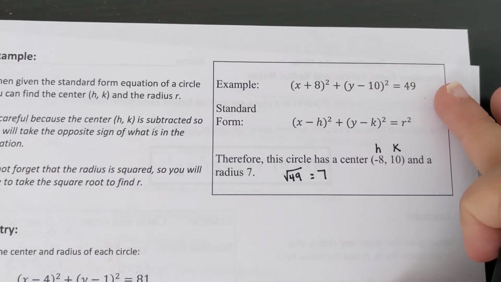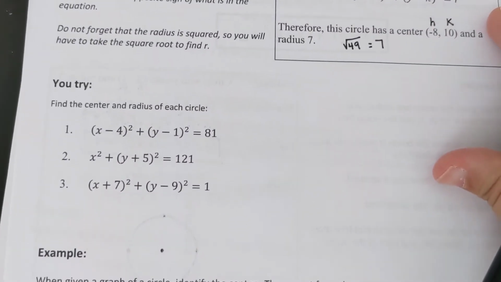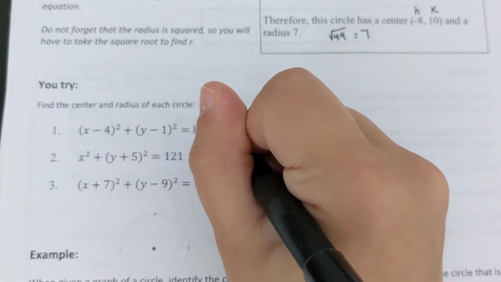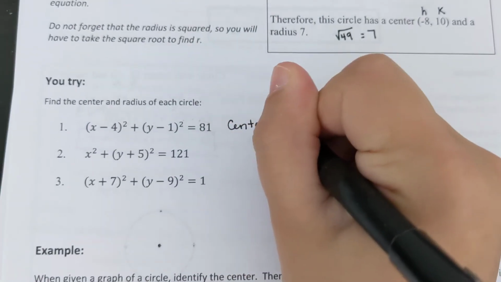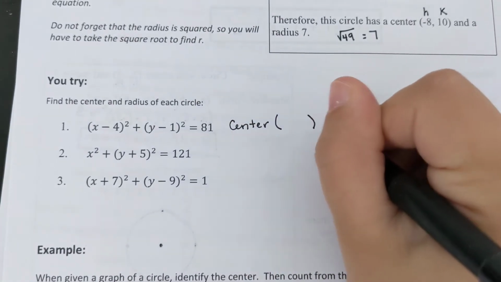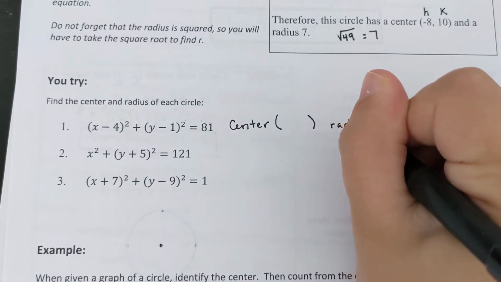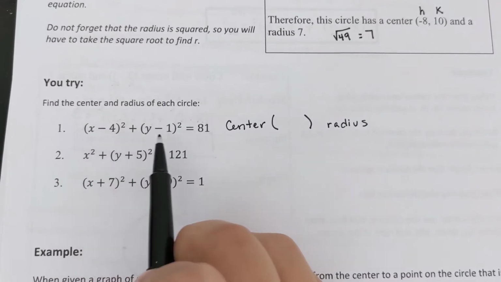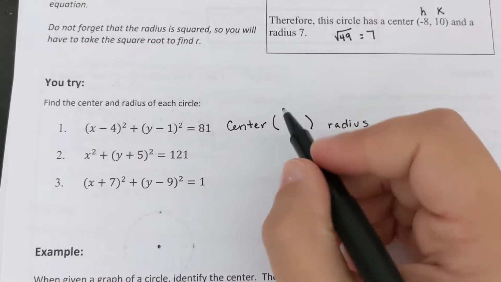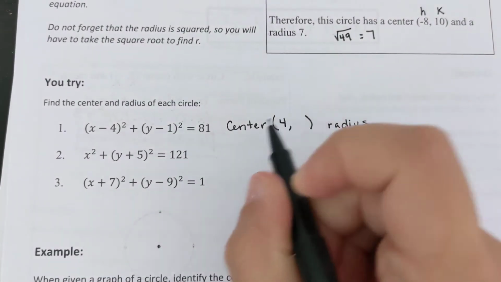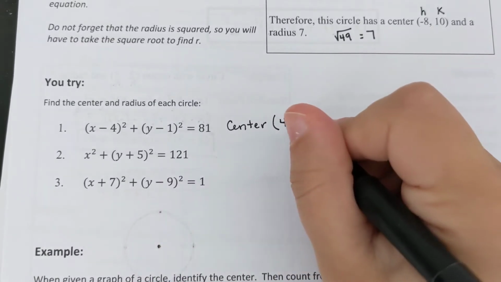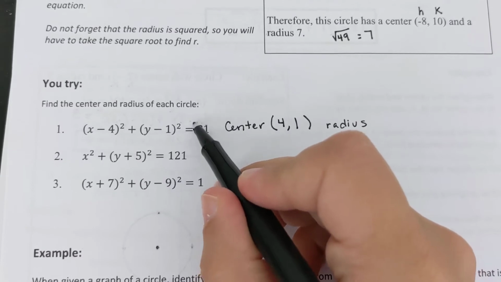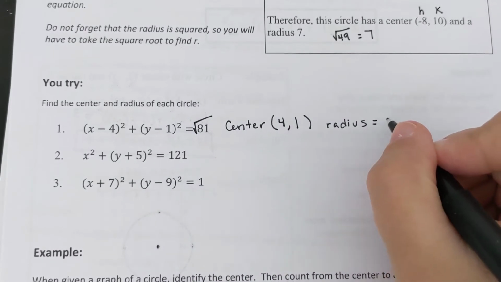Okay? So let's try some other ones here. It wants the center and the radius for each. So remember, center is opposite of h and k. So opposite of -4 is +4. Opposite of -1 is +1. And the radius, we have to square root 81 to get 9.